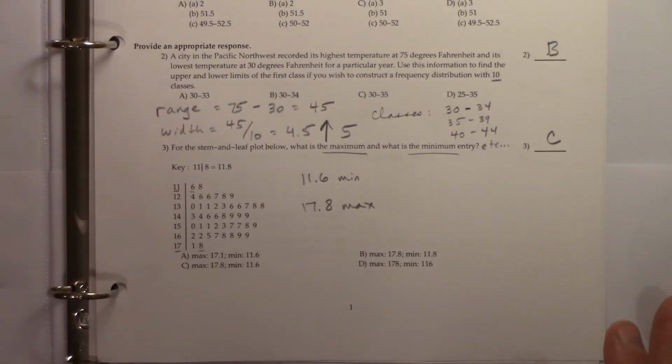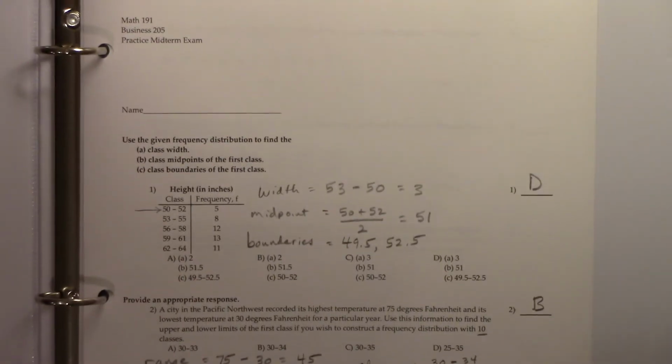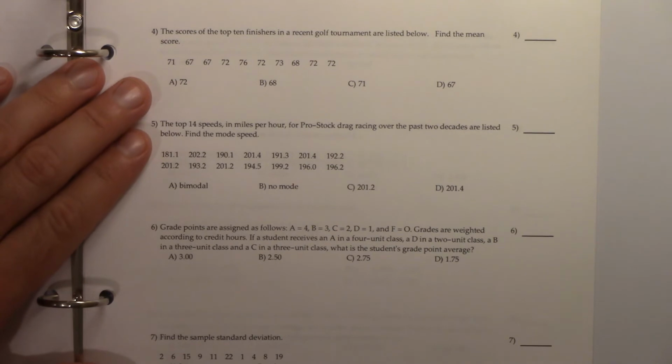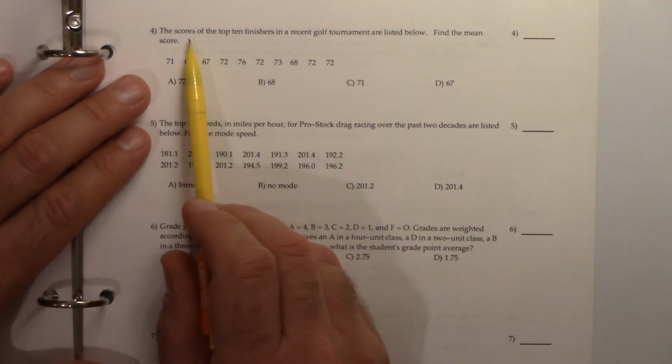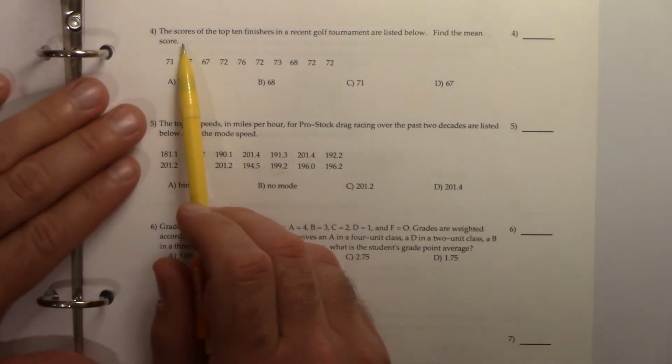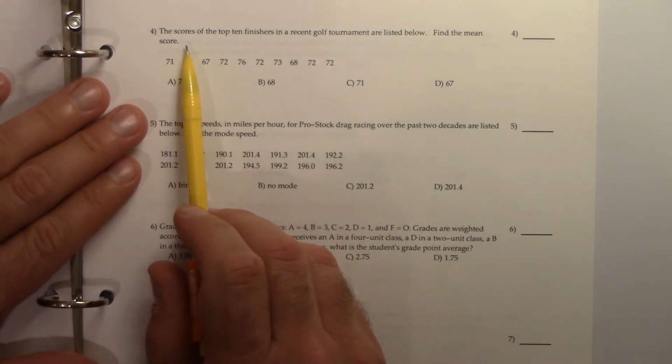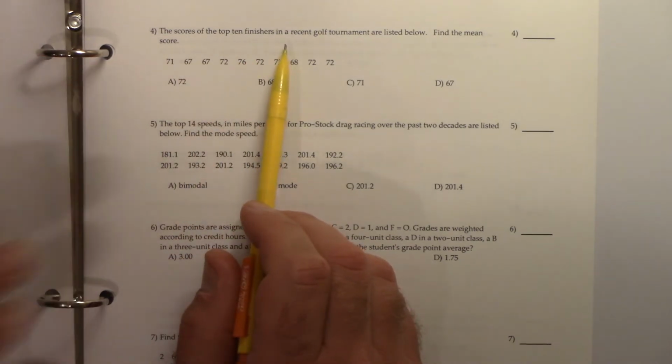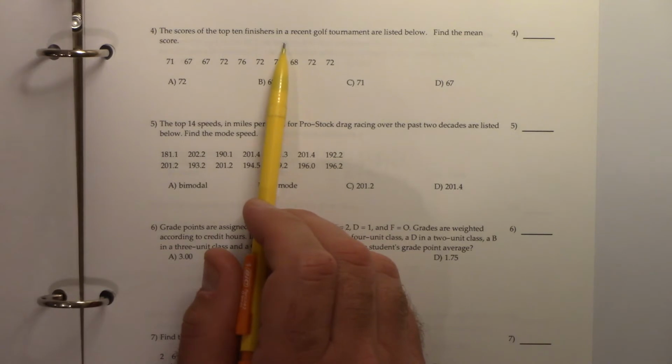All right, so now that page 1 is done, hopefully we're getting into the flow of things here. We're going to move over to page 2, and we'll continue our discussion on these review problems. So I'm at the top of page 2, looking at problem number 4. They tell us here that the scores of the top 10 finishers in a recent golf tournament are listed below.